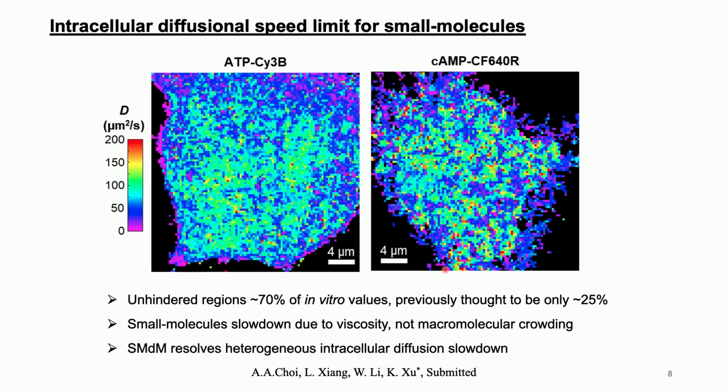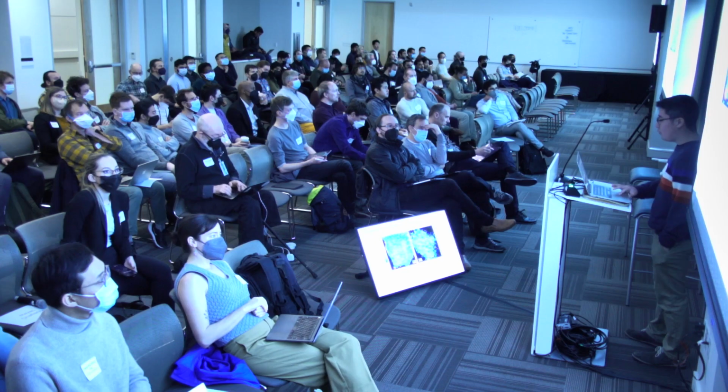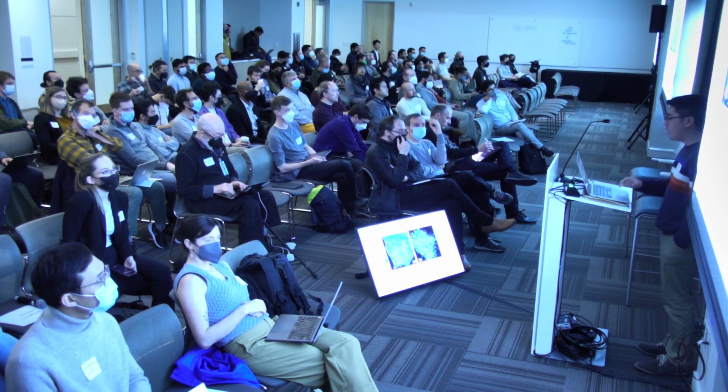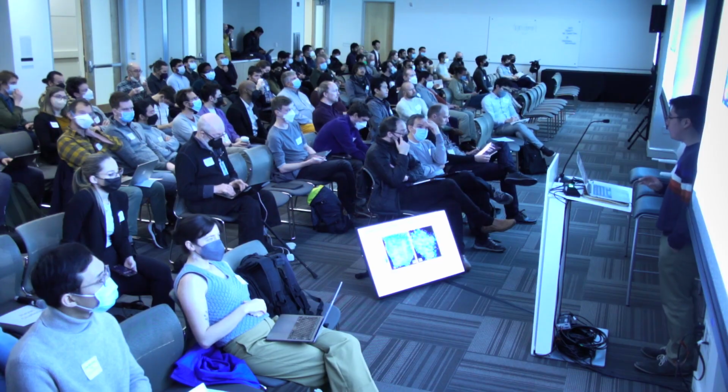We were then interested in asking if there is an intracellular diffusion speed limit for small molecules. How fast can molecules move inside of the intracellular space? As we know, if we take a single molecule and stick it inside of the intracellular space, it indeed slows down, and this is due to the higher viscosity of the intracellular space, as well as the macromolecular crowding. Previous reports had reported diffusivities of approximately 25% of their solution-based diffusivities.